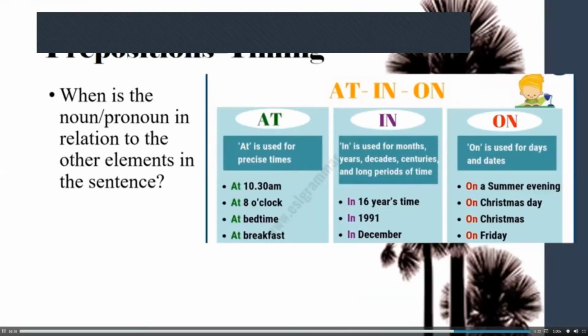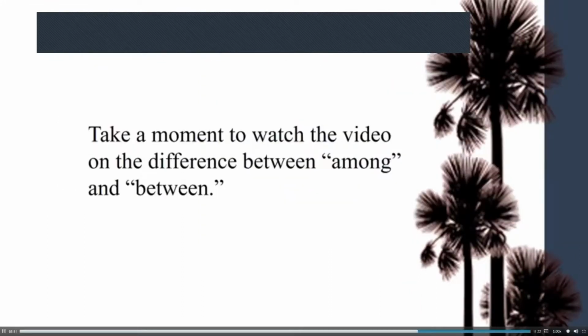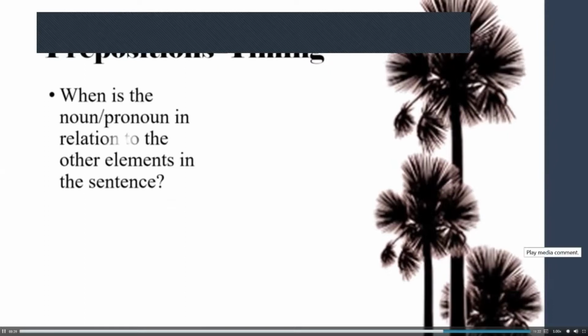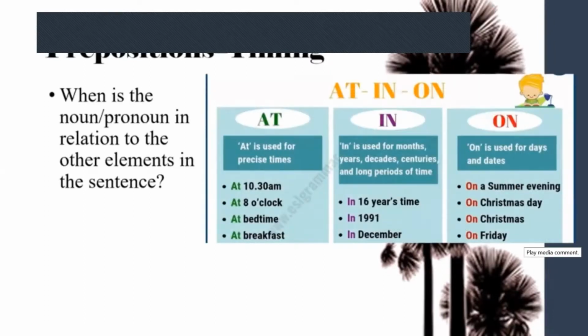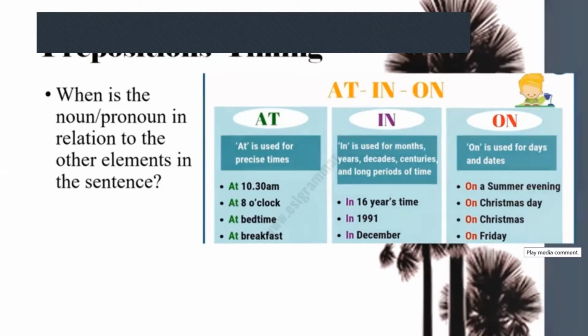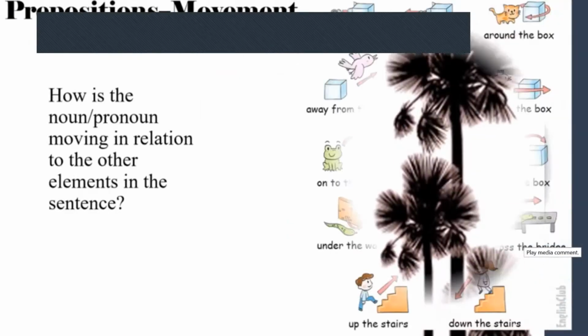Prepositions can tell us the timing of events. Notice the difference between at, in, and on. Prepositions can tell us movement.